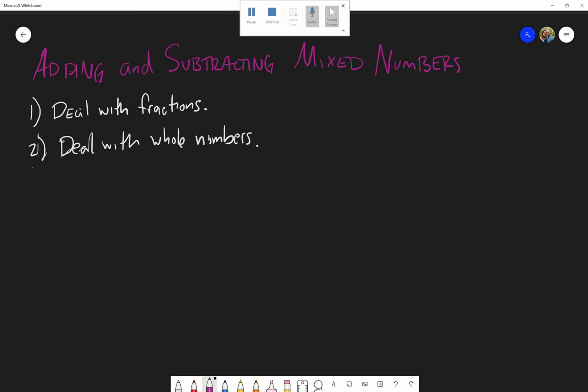Let's write this. This is going to be something we want to put in our notes. Okay, this is called regrouping. This is how we borrow with subtraction. Let's say I have 5 and 1/8.